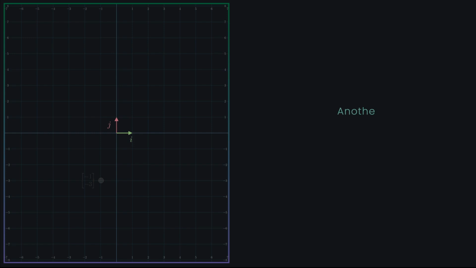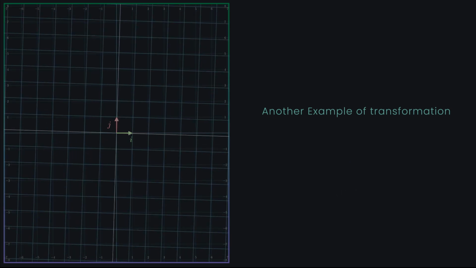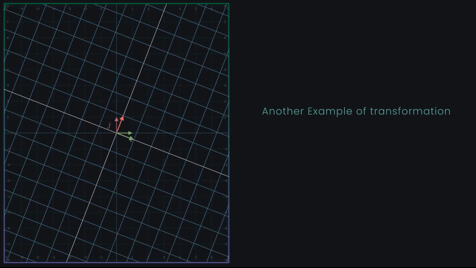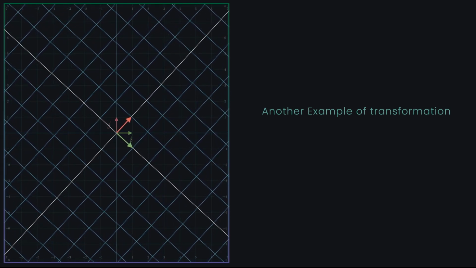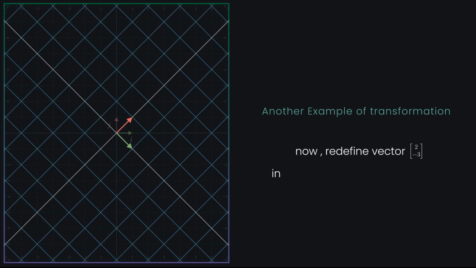Let's look at another example. This time, I set vector i as (1, -1) and altered vector j to (1, 1). With this change, we redefine the coordinate system once more, and we can reconstruct the vector (2, -3) based on this new coordinate system.